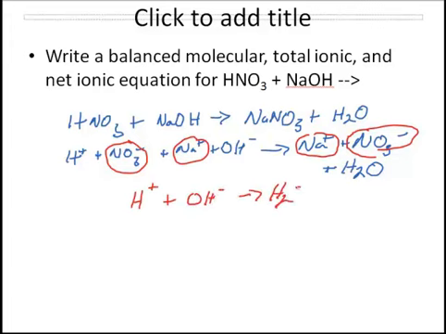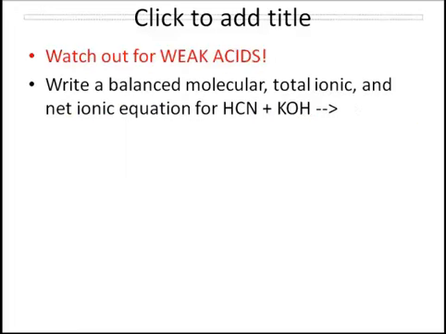Pretty straightforward, right? Now that is always going to be the case when you have a strong acid, and at this point you guys know the 7 strong acids, and there's one of them. There's HNO3, right? But we've got to be ready for the next thing, and that is weak acids. Because if you recall, a strong acid is something that completely dissociates in water. A weak acid does not.